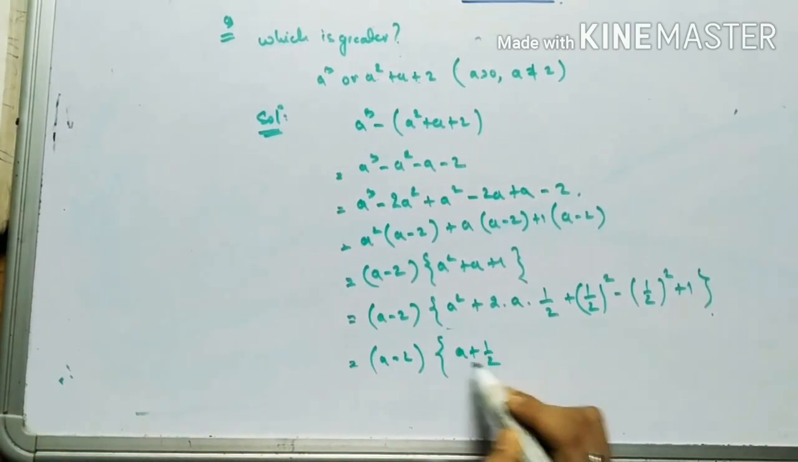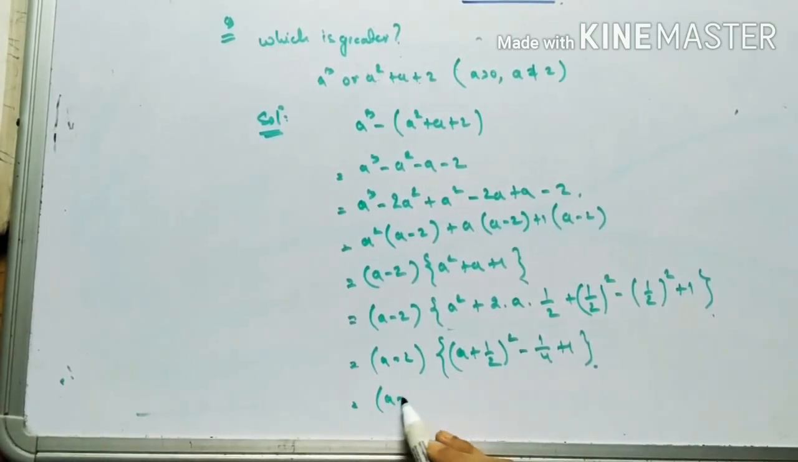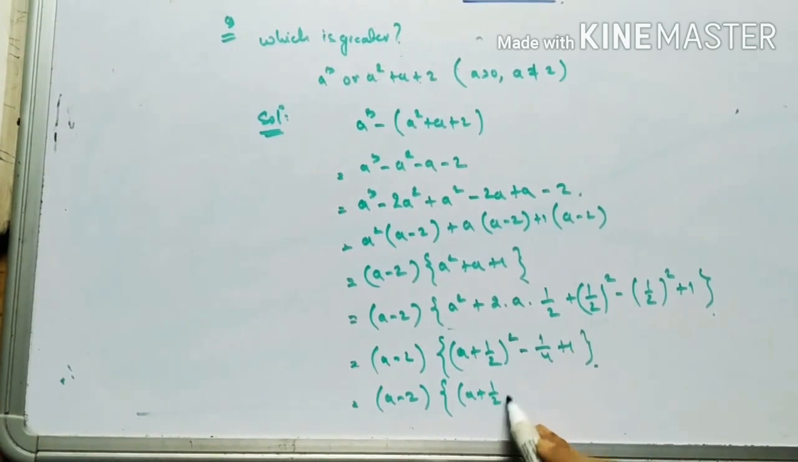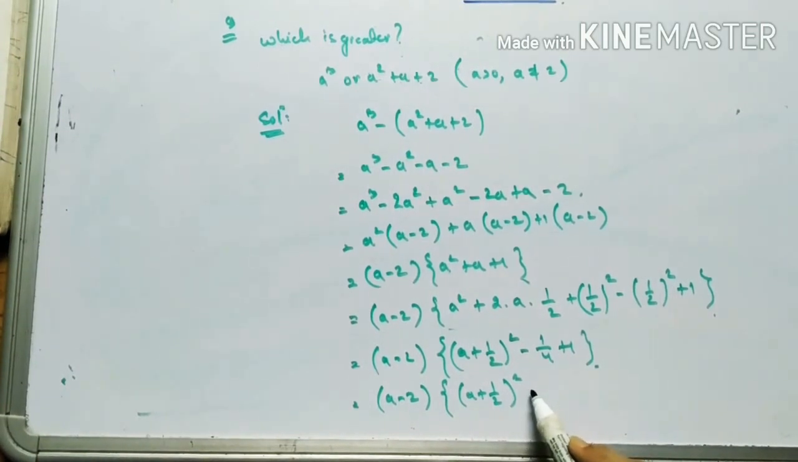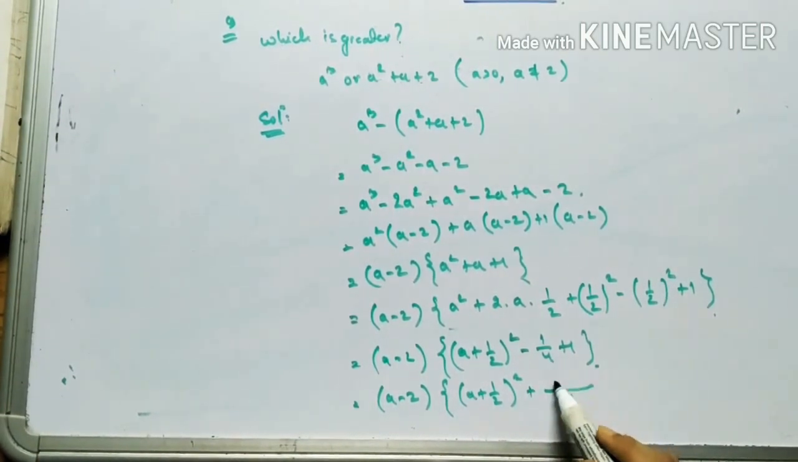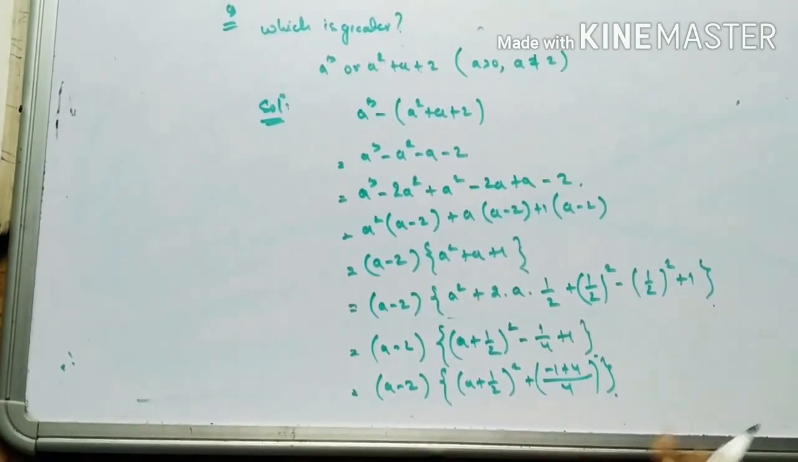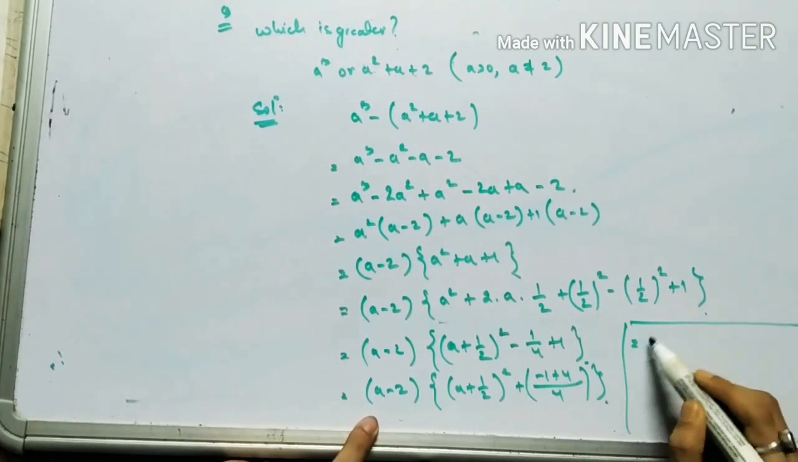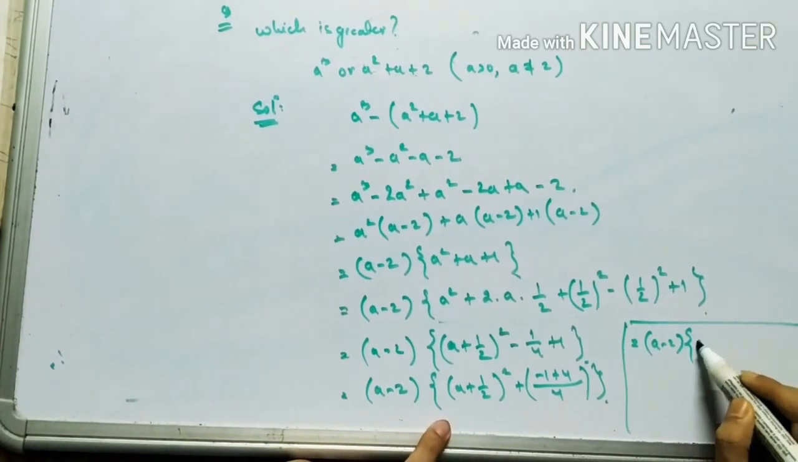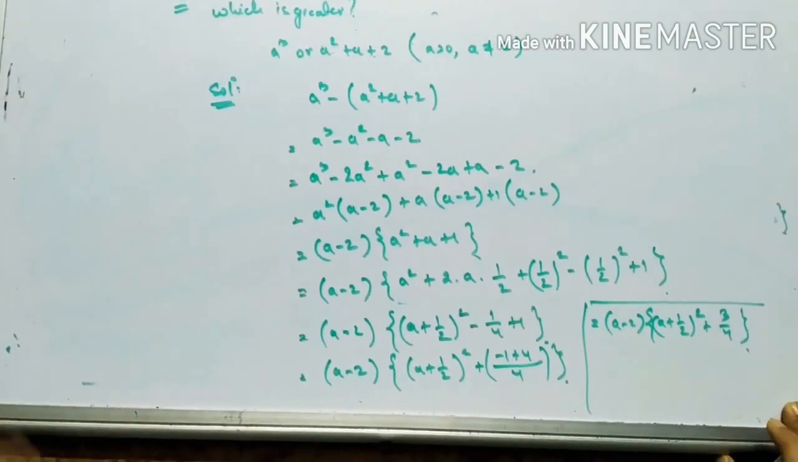This is a plus 1 by 2 the whole square. This one will become minus 1 by 4 plus 1. So a minus 2, this is a plus 1 by 2 the whole square, plus 4 minus 1 plus 4. So this is equal to, I will get a minus 2, this is a plus 1 by 2 the whole square plus, this one will be 3 by 4.